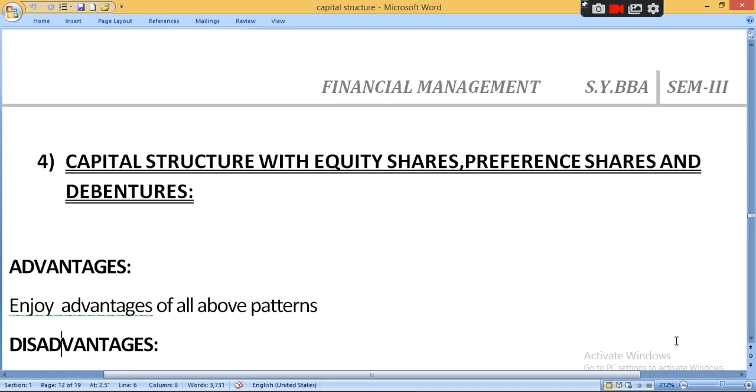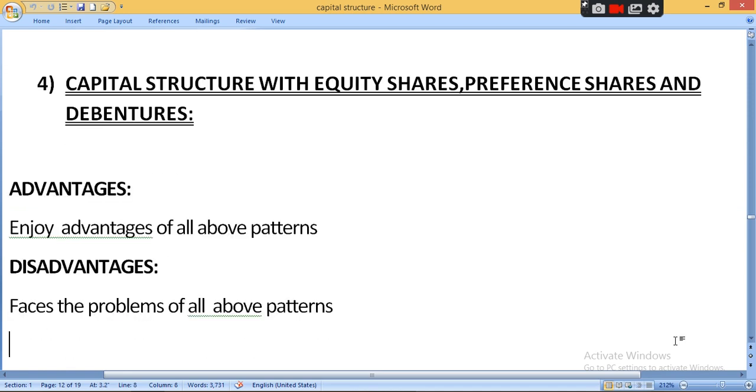Then capital structure with equity, preference and debentures. This is our fourth type, with advantages and disadvantages. So you enjoy the advantages of all the above patterns. Like in the first, two advantages of equity only, two advantages of equity plus preference share, and two advantages of equity plus debenture, clear. Similarly for disadvantages: only equity has two or three disadvantages, equity plus preference has two or three disadvantages, equity plus debenture has two, three or four disadvantages, clear.